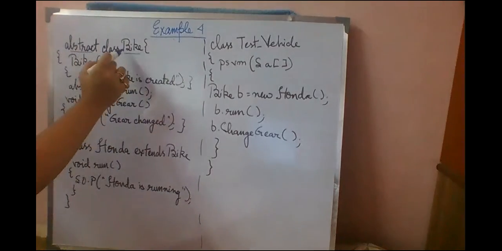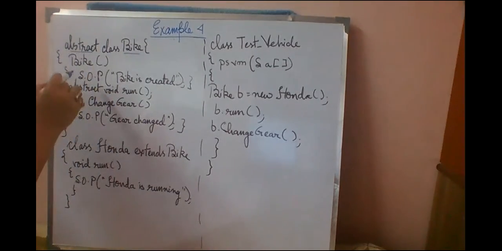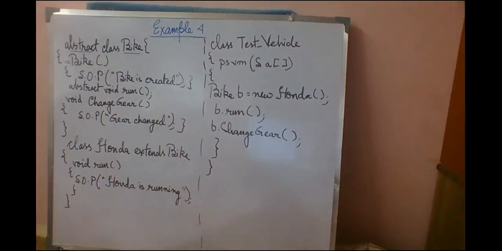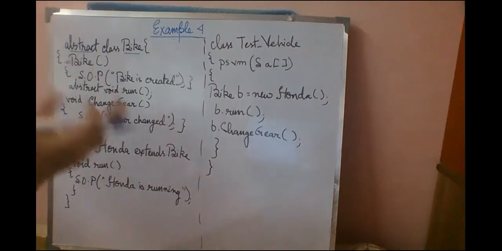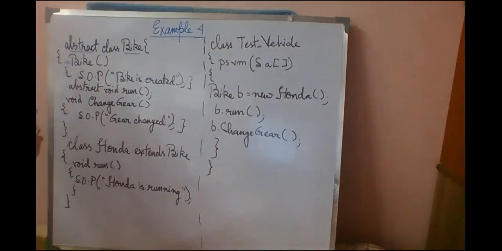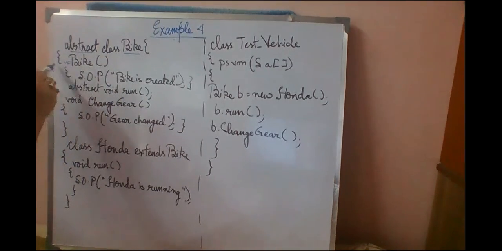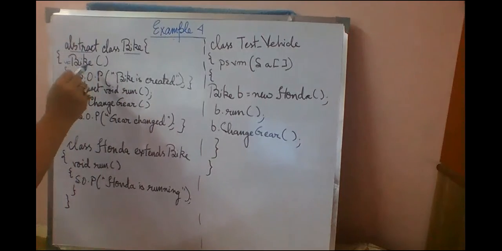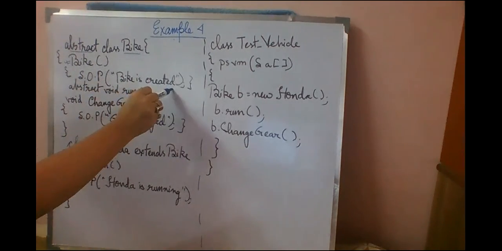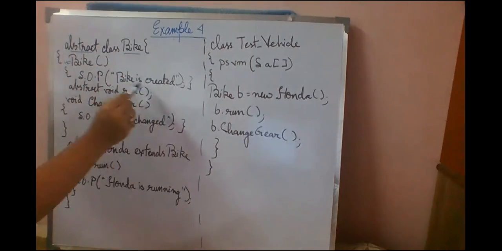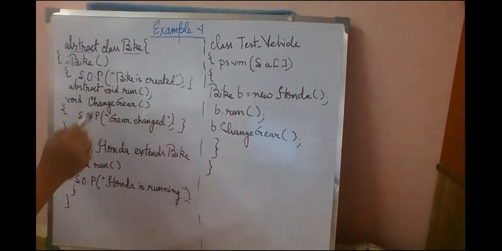So what we have done, we have created an abstract class Bike. Inside that, we have this constructor of Bike class. How do we identify a constructor? Please comment down below: how do we differentiate between a method and a constructor? So this is a constructor of Bike class, because it has the same name as the class and we are not having a return type. Inside this constructor we have written System.out.println, Bike is created. So the constructor of Bike class has this print statement.